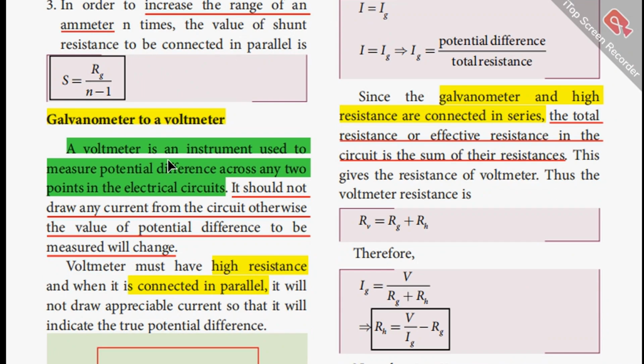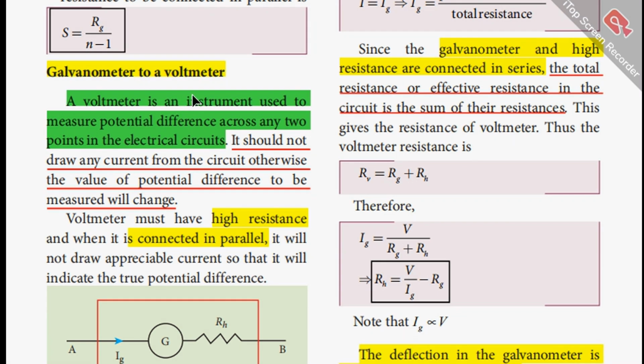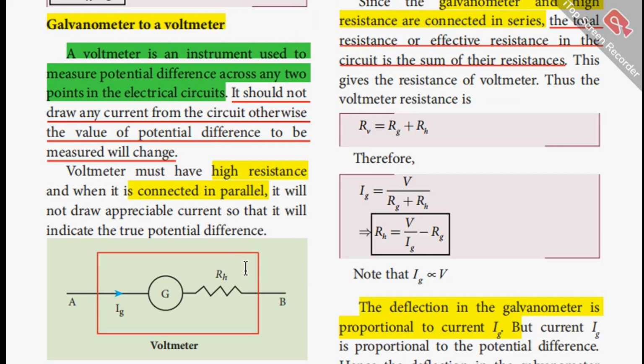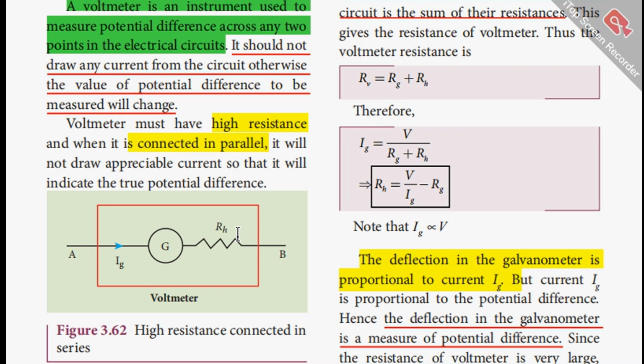Now let us see how a galvanometer is converted into a voltmeter. And before that, let us see what a voltmeter is. A voltmeter is an instrument used to measure potential difference across any 2 points in the electrical circuit. And it should not draw any current from the circuit, otherwise the value of potential difference to be measured will change. The voltmeter must have high resistance when it is connected in parallel, and it will not draw appreciable current so that it will indicate the true potential difference like this.